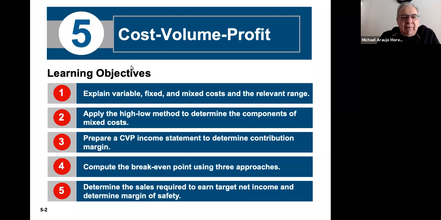So chapter 5 talks about cost, volume, profit. We're going to be looking at how this works as a method. So we're going to start with some basic explanations of concepts in Learning Objective 1 today.